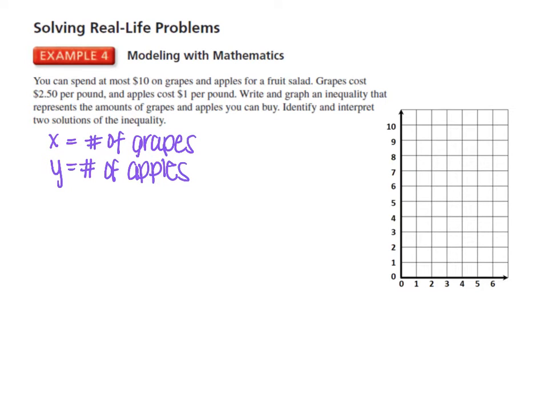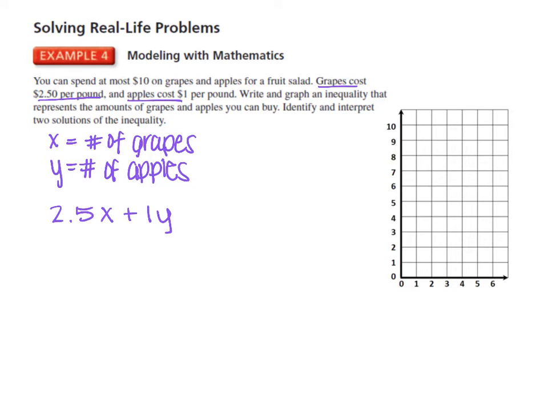So once I know what my two variables are, how can I put them into an equation? Well, I put the thing that goes with each of them with the letter x. So the thing that goes with grapes goes with the letter x. Well, we know grapes cost $2.50 per pound. So my equation is going to have a 2.5. If you put 2.50, that would be okay too. But a 2.5 with the x. And apples cost $1 per pound. So the y is going to have a 1 with the y.